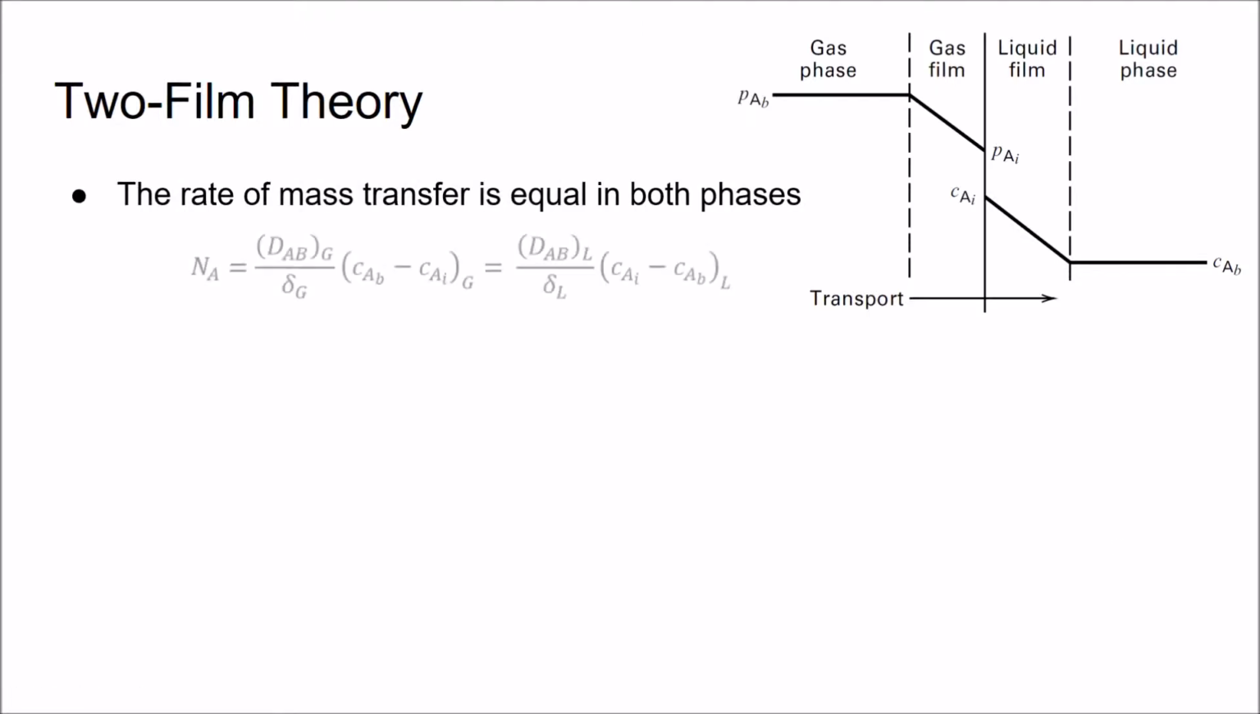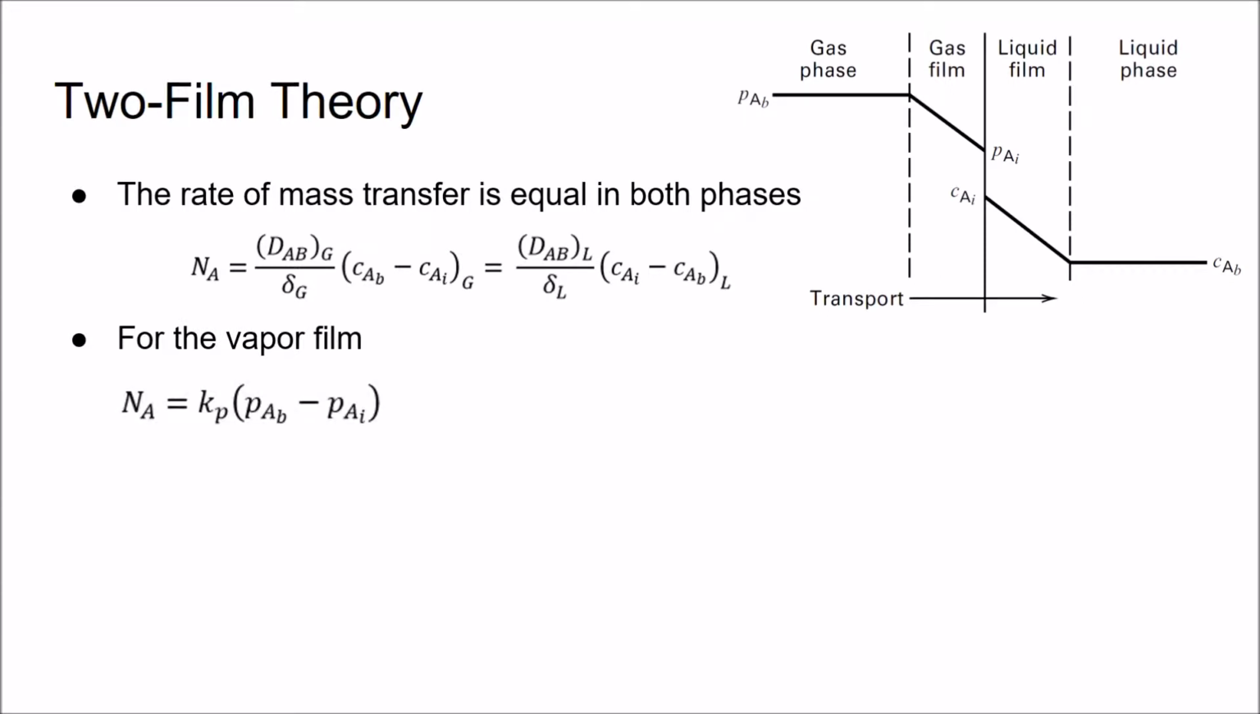To obtain overall mass transfer coefficients, we must use two-film theory. In two-film theory, the rate of mass transfer is equal in both phases. For the vapor phase, we can write the flux in terms of the partial pressure driving force, and for the liquid phase, we can write the flux in terms of the concentration driving force.